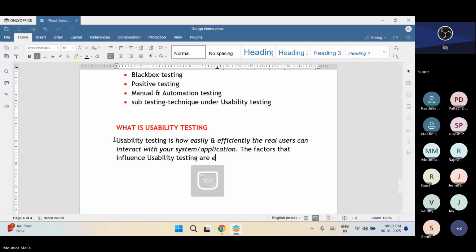are ease of use, how easy the application is to use, efficiency of the application, like I said, user satisfaction is also important, and error rates, like what percentage of errors are coming, etc. So many factors are there. We can write down like this. We will take some of these pointers with some examples now so that you understand it.